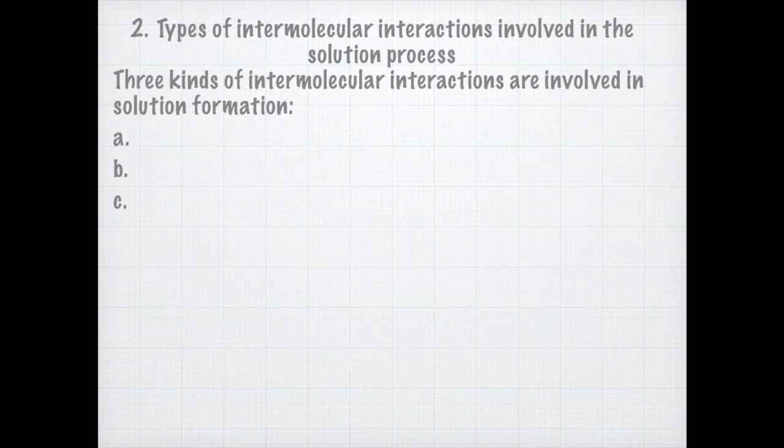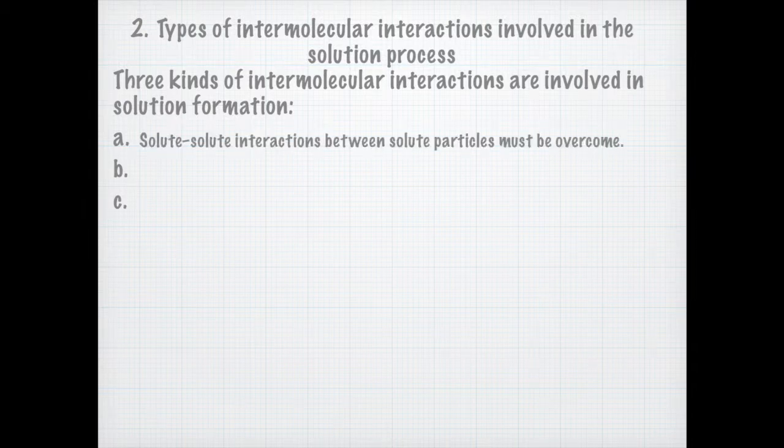The second factor that affects the ability of substances to form solutions is the intermolecular interactions that are involved. Now, there are three different types of intermolecular interactions that we have to consider. The first one is solute-solute interactions. Now, this is the attraction of solute particles from one another. So, for example, when I have NaCl, sodium ions are attracted to chloride ions. So this is one type of solute-solute interaction. You can also have glucose, for example. So the attraction of glucose molecules for one another is a type of solute-solute interaction.